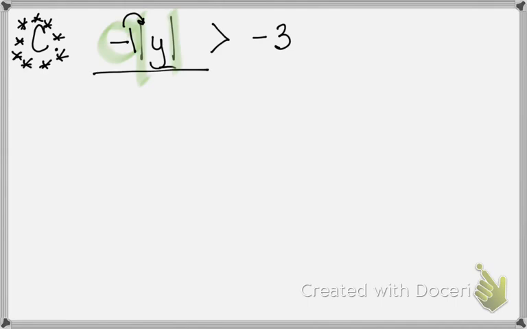So we're going to divide both sides by negative 1. Negative 1, we end up with the absolute value of y. And because we divided by a negative, we have to flip this sign.